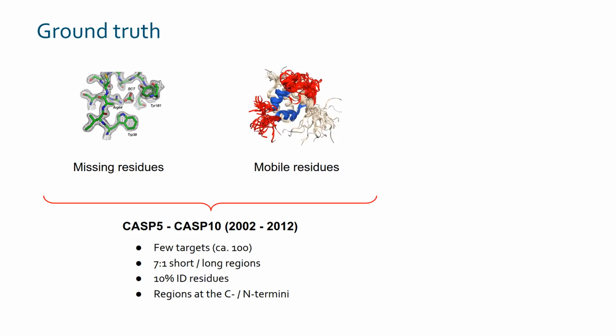Intrinsic disorder prediction is not being evaluated for the first time, as it was also a CASP challenge. It was a CASP challenge from 2002 to 2012. And then it was stopped because of the lack of targets. Historically, the ground truth was defined by looking at missing residues in crystal structures or at mobile residues in NMR models. These two sources of information had a problem. Intrinsically disordered regions were quite short, and they covered only 10% of the residues, so less than what is expected from common knowledge. And in most cases, these regions were at the N and C termini of the sample.